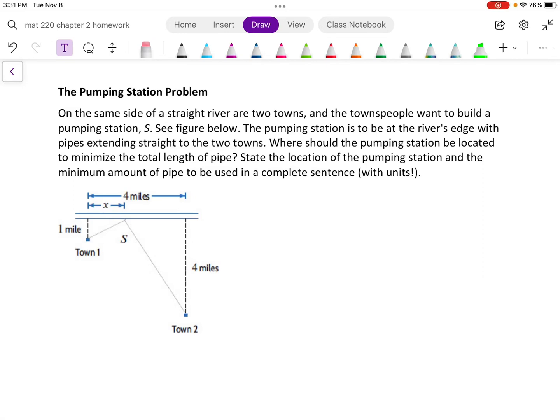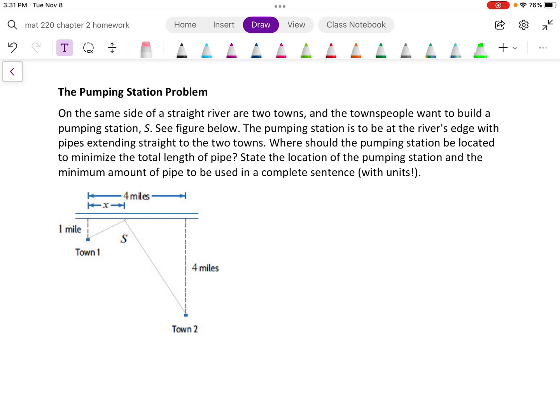The next problem we did in class together was the pumping station problem. And so I'm going to walk us through how to do this one. This one's a little more challenging than the other two problems we looked at, and that's partly because of the derivatives that we needed to take and the algebra manipulation that would be involved.